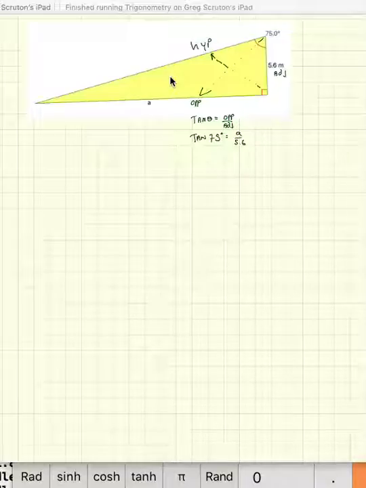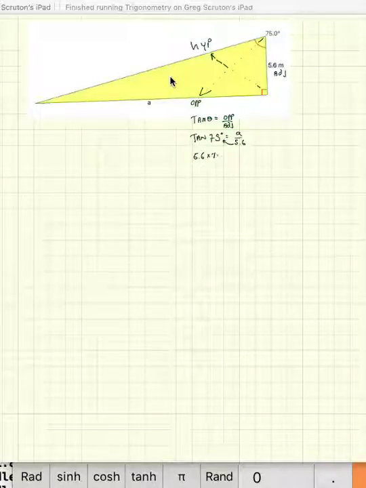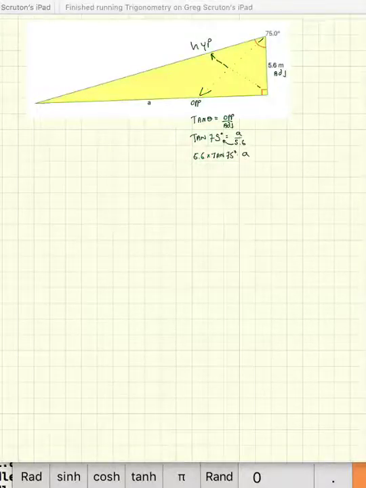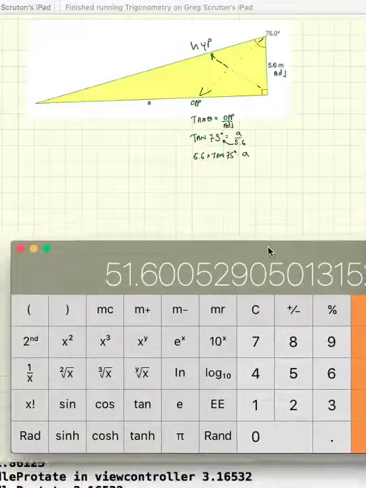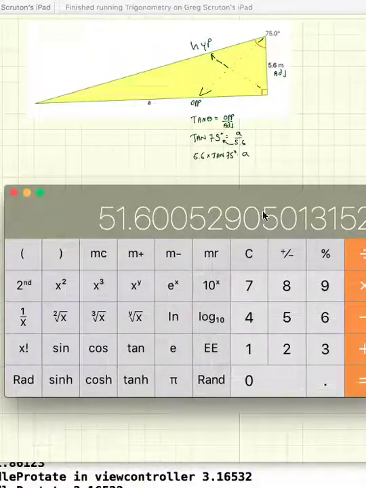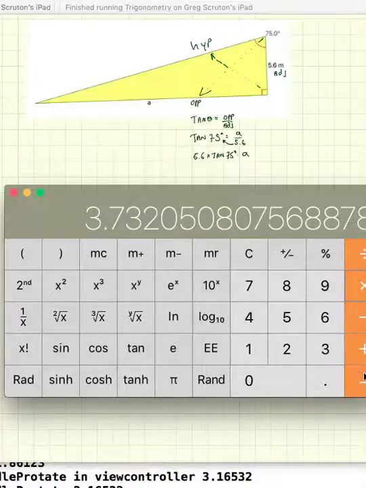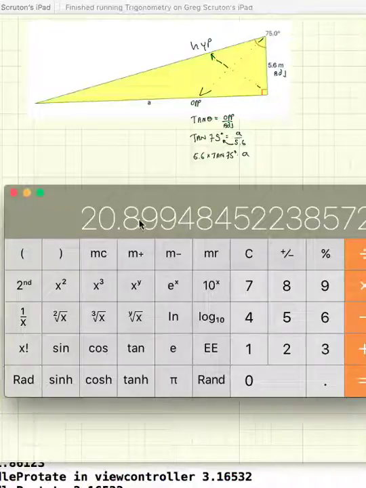Okay, to get the A alone, I'm going to cross multiply the 5.6. So I have 5.6 times the tangent of 75 degrees is equal to A. Alright, so handy dandy calculator time. And we have 5.6 times 75 tangent is equal to 20.899.